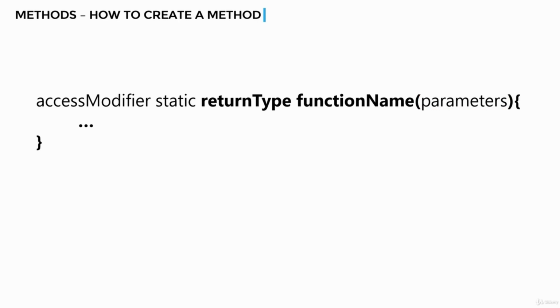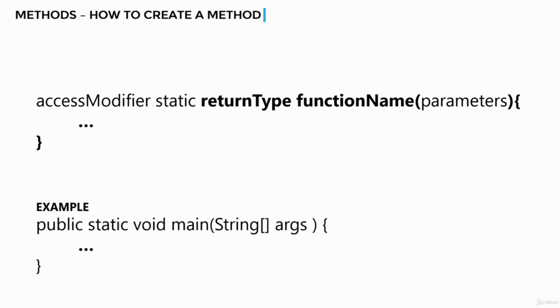You have already used such functions, for example the main method. The public is an access modifier. Static shows that it belongs to the class. Void shows that it doesn't return a value. Main is the function name, then parentheses. String square brackets shows that it is an array of strings and it is named args.